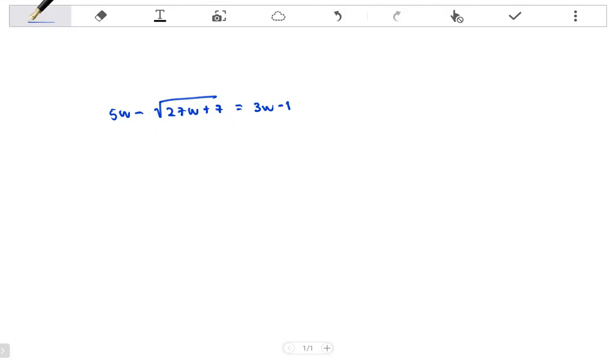This one might seem tricky, but all we have to do is rewrite it. So when we solve this, remember our first step is we want the radical isolated on one side, so that when we raise it to the power of 2, the radical disappears, right? But right now, this 5w and this negative are interfering. So we want to rewrite it.